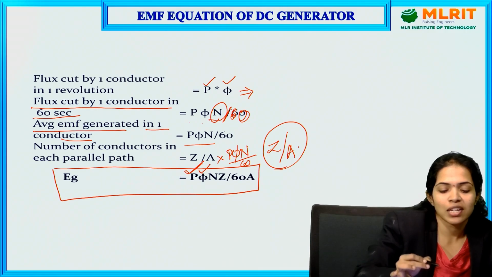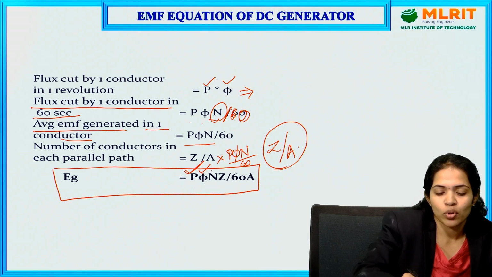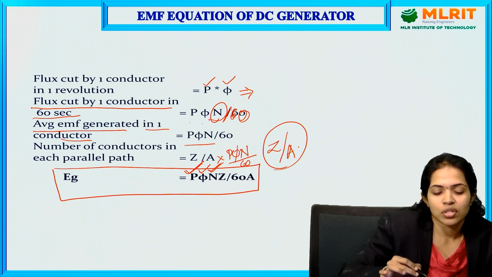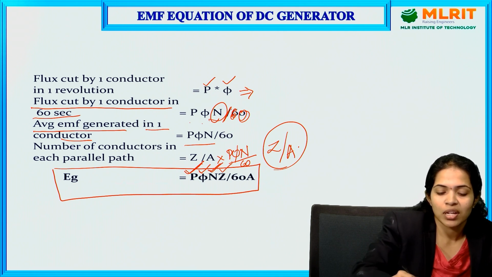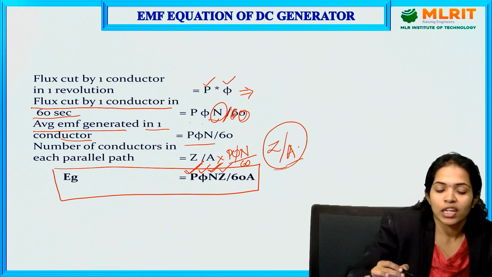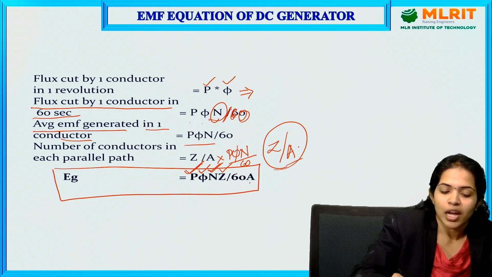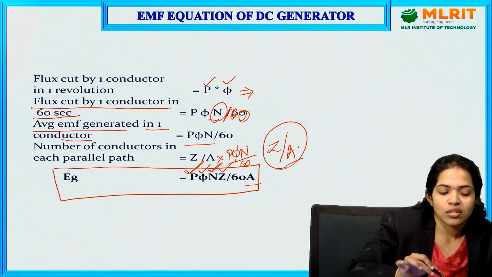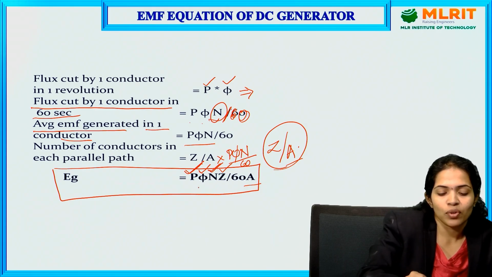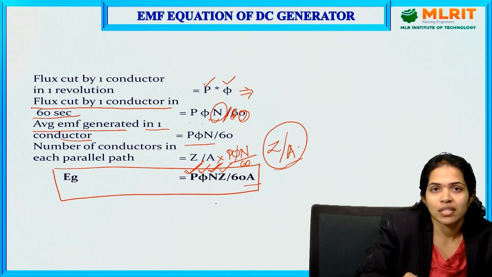P is the number of poles in the DC generator. Phi is the flux generated by each pole in the DC generator. N is the speed of the armature, which is given in RPM. Z is the number of conductors, and A is the number of parallel paths. So your EMF equation will be given as P into phi into N into Z divided by 60 into A.